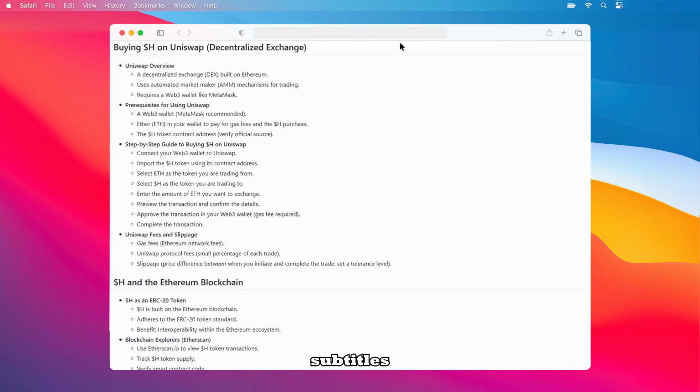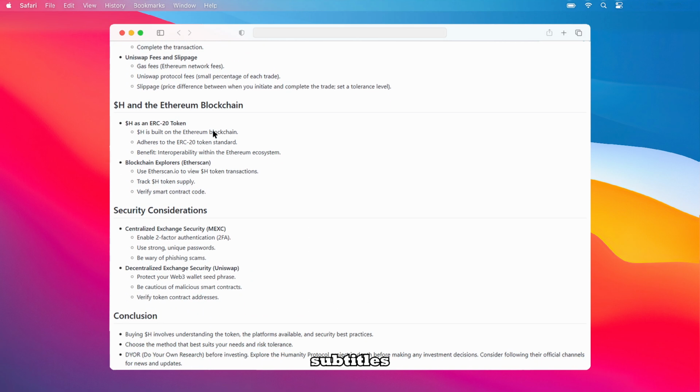Now, let's talk about $H and the Ethereum blockchain. $H is built on the Ethereum blockchain and adheres to the ERC20 token standard, which ensures interoperability within the Ethereum ecosystem. You can use blockchain explorers like etherscan.io to view $H token transactions, track $H token supply, and verify smart contract code. Security is paramount when dealing with cryptocurrencies.